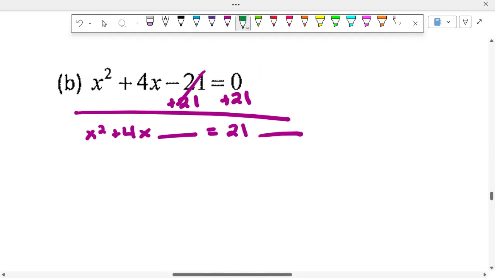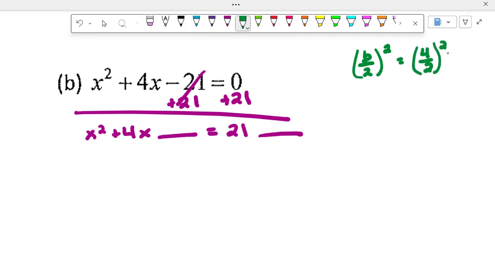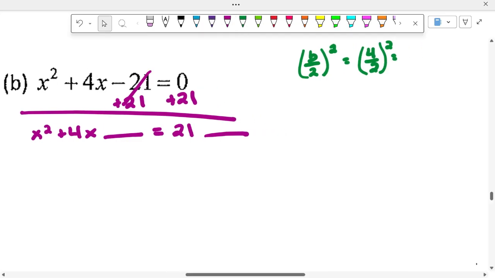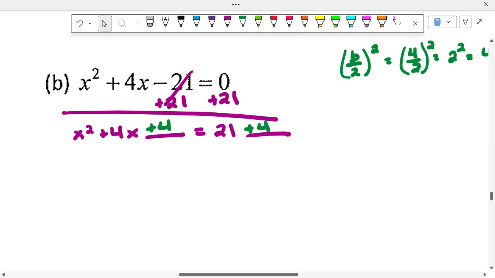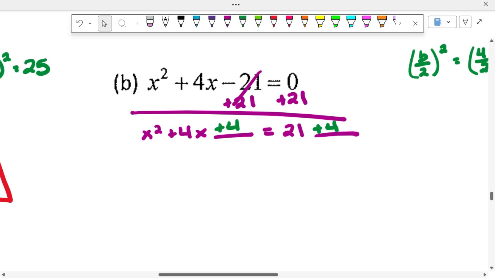What do I do next? B over 2 what? Squared. What's my B value in this case? 4, so 4 divided by 2, square it. So that would be 2 squared, which is what? 4. So I'm going to add 4 to both sides. So I'm filling in those 2 blanks. So guys, you don't have to put the blanks, but I highly recommend it just so you know something has to go there.